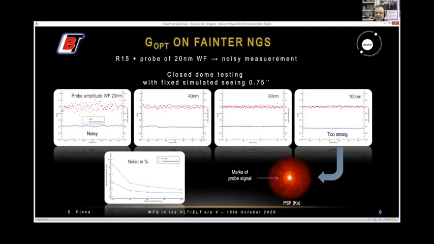In this case, it was 0.75 arcsecond. What we found is that using the probe of 20 nanometers that we were using on the bright star, the measurement is too noisy. So we measured the noise, with different noise values found with different probes, of course. And then we were checking also what we see on the science, because the limit is that we don't want to spoil the scientific image. And we saw that 100 nanometers, even under this condition, was too high and was clearly seen as a signature on the PSF. Then we used this measurement to tune the probe amplitude for fainter magnitudes.